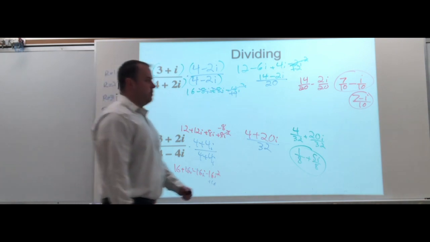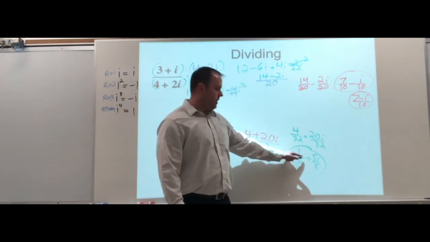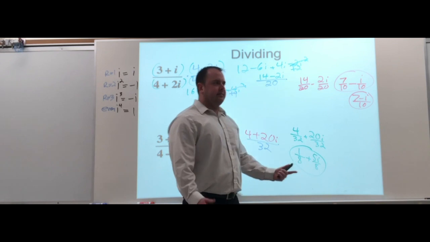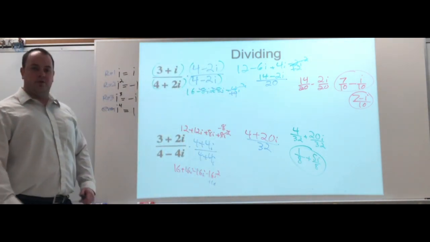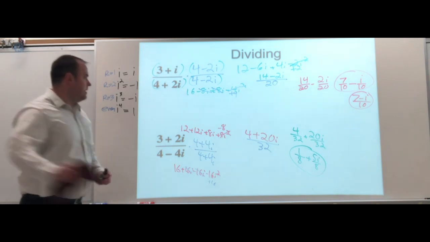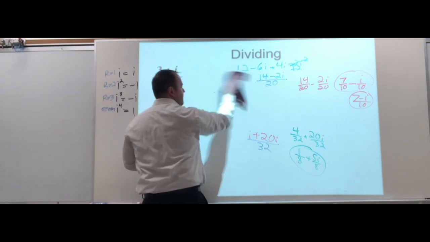This is a coincidence that both times we had 7 over 10 minus i over 10. Here we have 1 over 8 plus 5i over 8. It's not always going to work out where the denominator is going to be the same. It's nice when it does, but not always going to happen. Okay? Now I'm going to add one more type of problem here in this section, in this video.